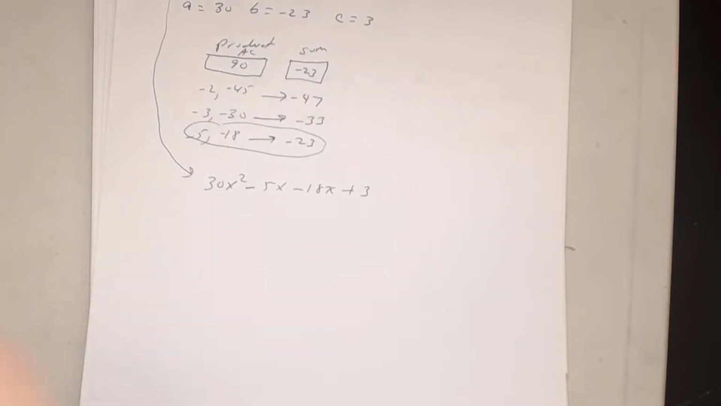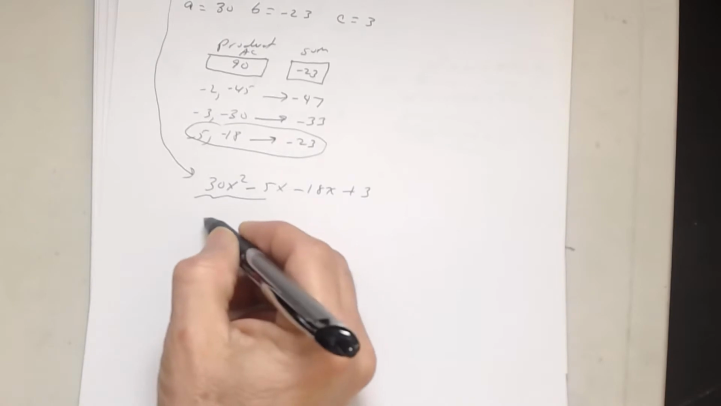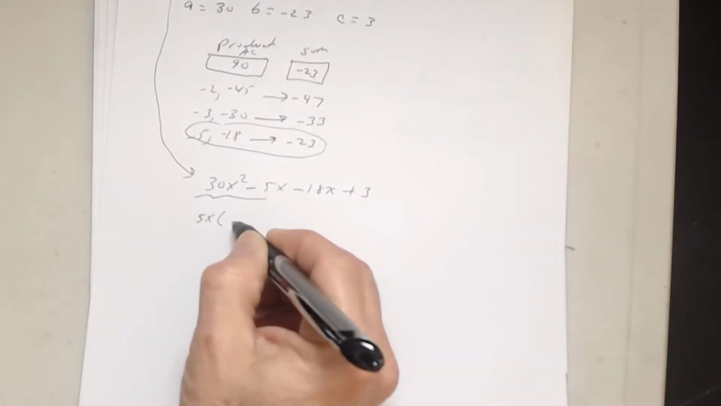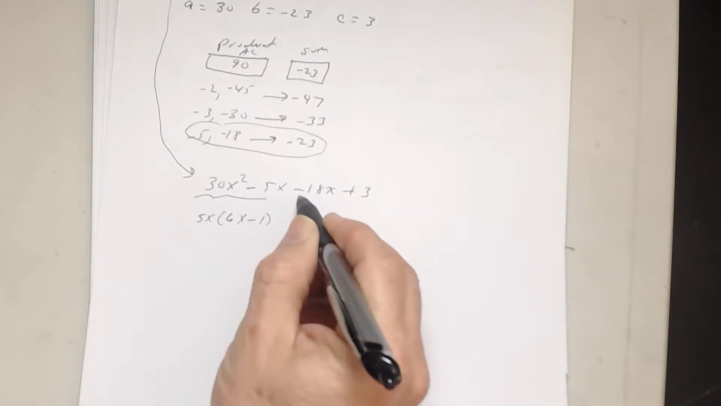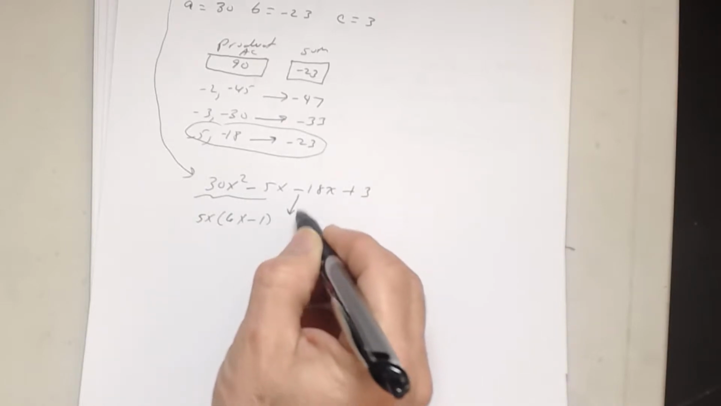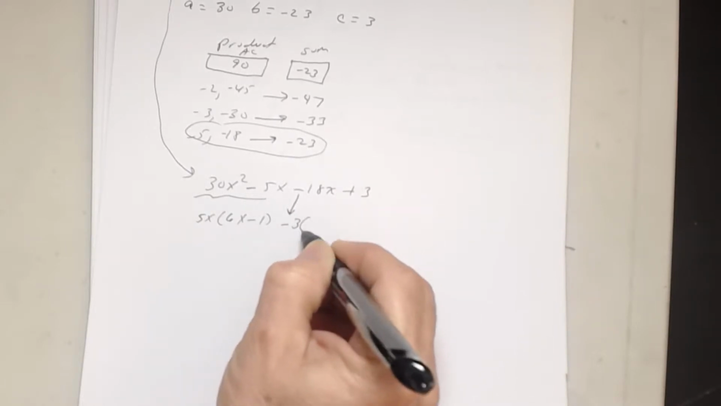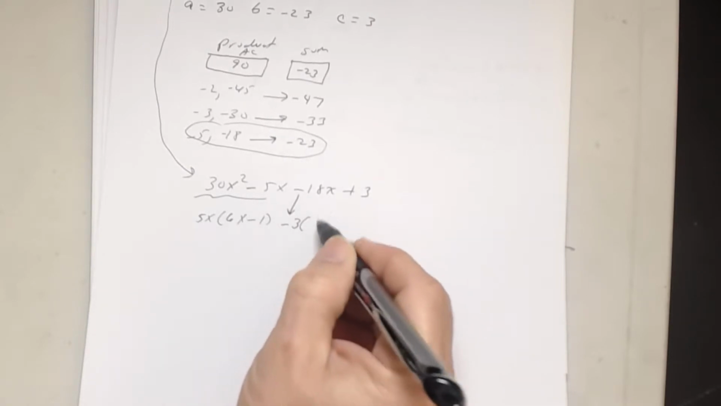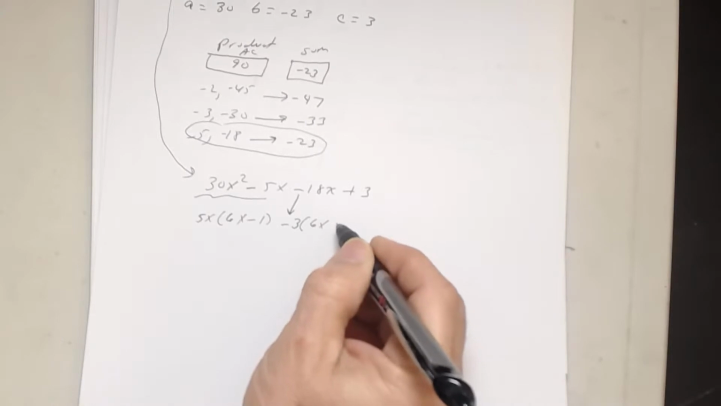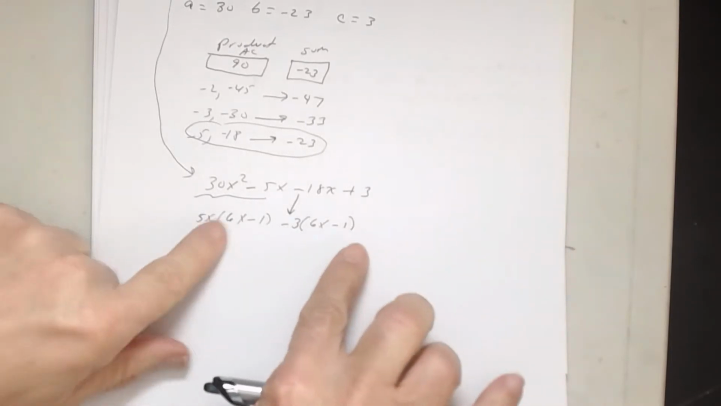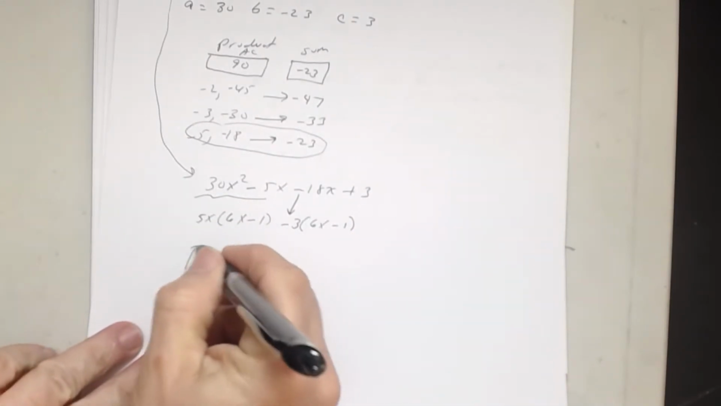From the first group, what is the GCF? 5x. Times what? 6x minus 1. Okay. From the second group, what will I factor out? 3x? Not quite. Negative 3. Take out that middle sign. Okay, negative 3 times what is a negative 18x? 6x. Negative 3 times what is a positive 3? Negative 1. So notice the parentheses are the same, so what's the answer?